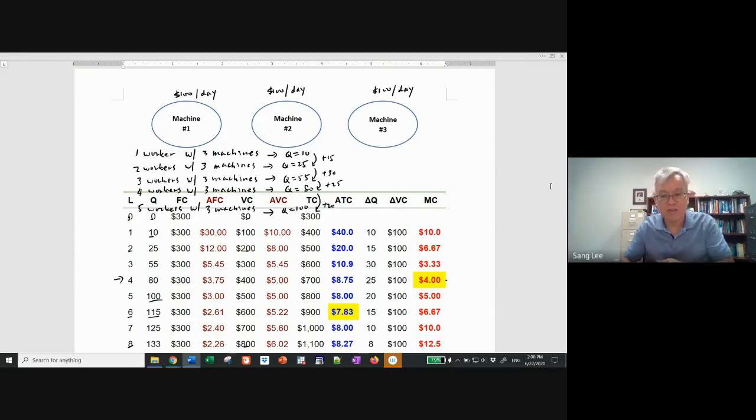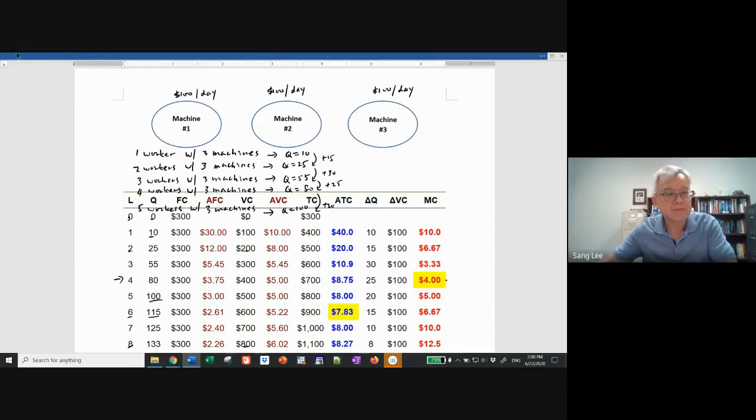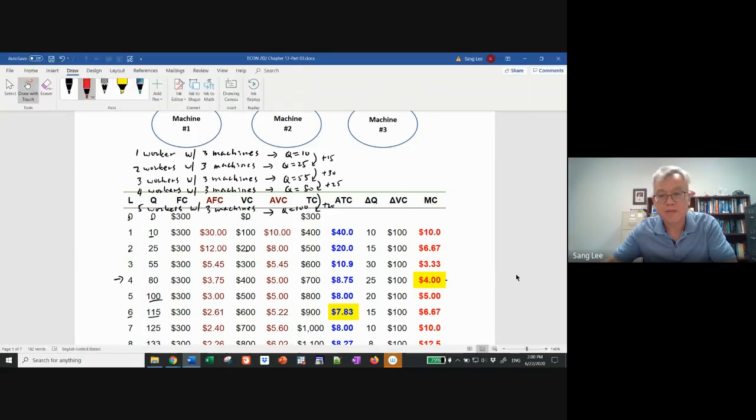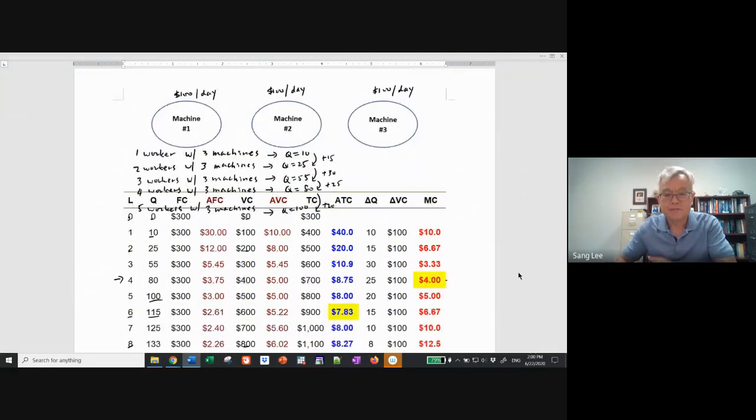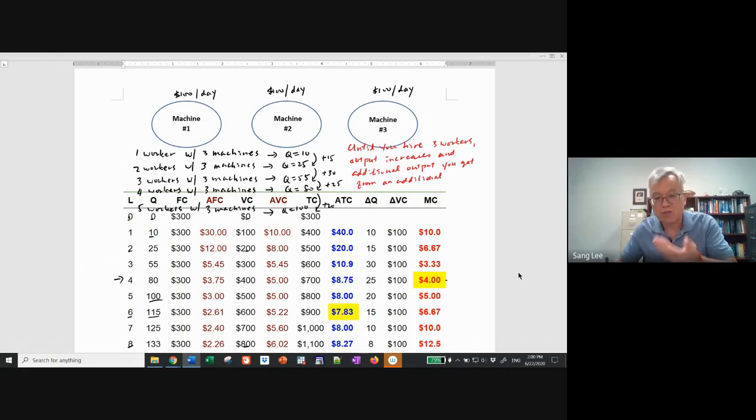increasing. Okay, so let me write this down. Here, until you hire 3 workers, output increases, and the additional output you get from an additional worker. Whenever you add another worker, the additional output you get is what?